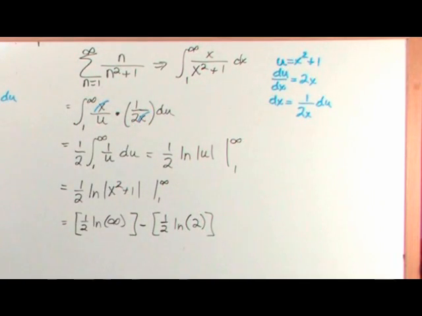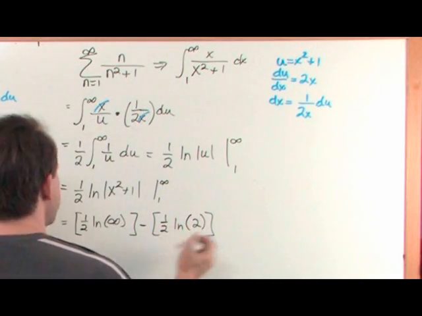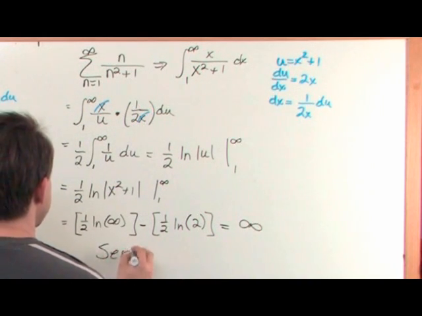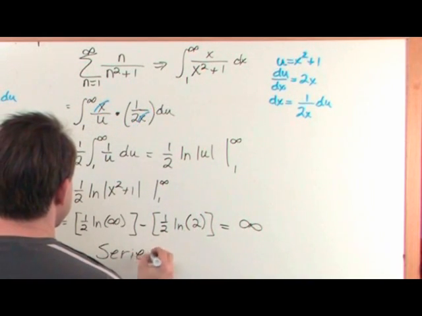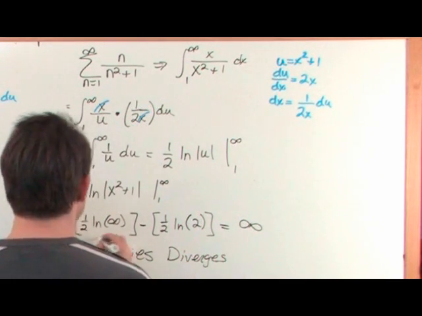Now, what do you think we have here? We have 1/2 times natural log of infinity. Natural log of infinity is going to be infinity. If you put that in your calculator or draw a graph, you'd see that. This, whatever it is, is just going to be a number, so you have infinity minus a number. So the answer is infinity. So the series, because the integral did not converge, the series diverges.